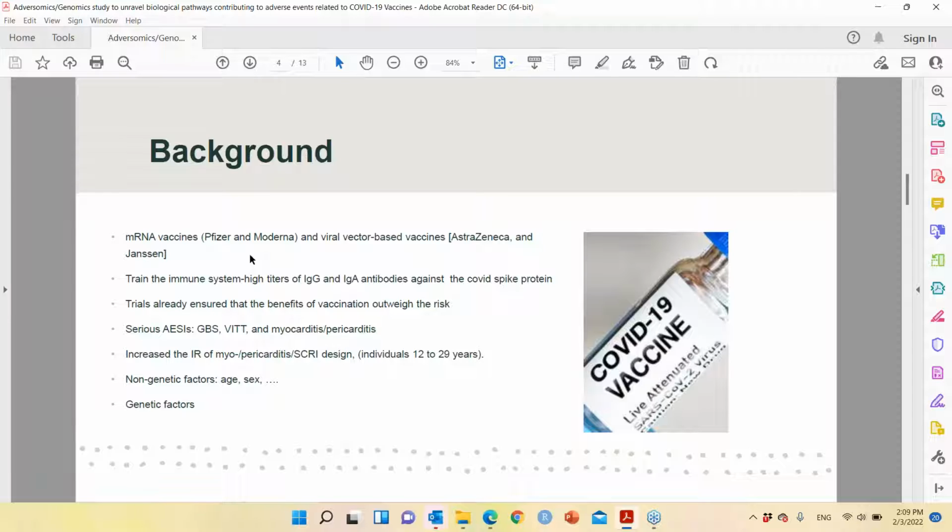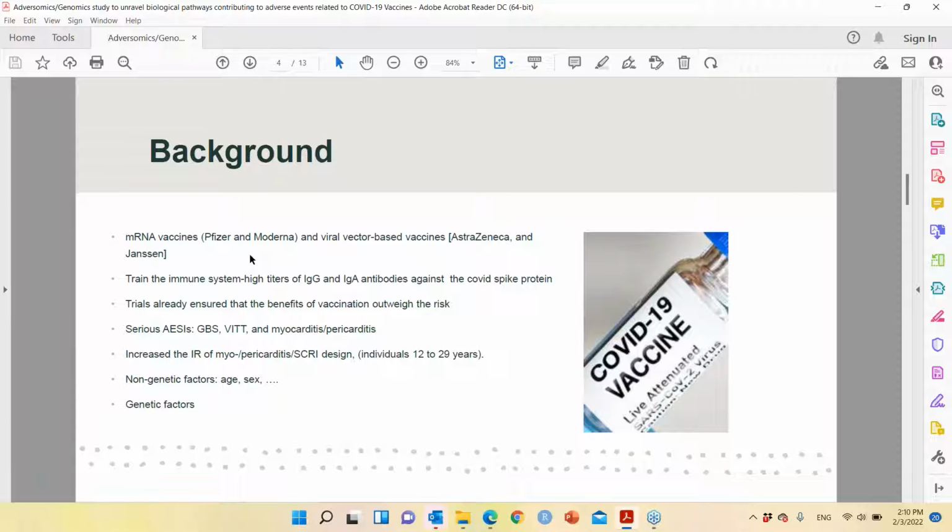Among these adverse events, we have serious adverse events of special interest in this project, including Guillain-Barré, thrombocytopenia, and myocarditis, pericarditis. There are lots of ongoing studies in terms of safety of COVID-19 vaccines. We're all involved in different projects where we study adverse events related to vaccinations.